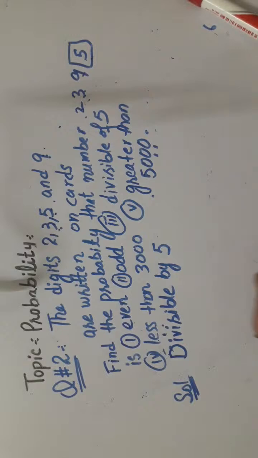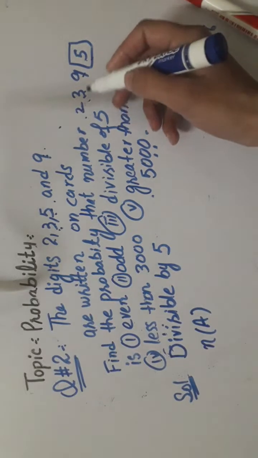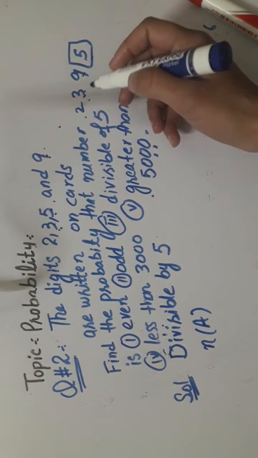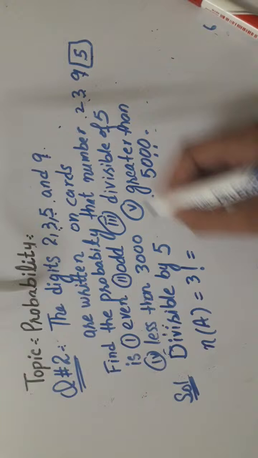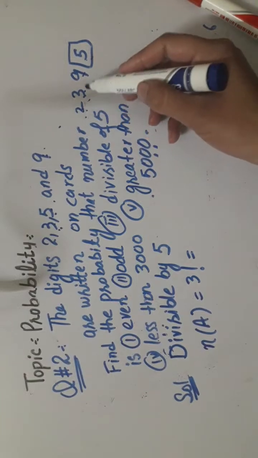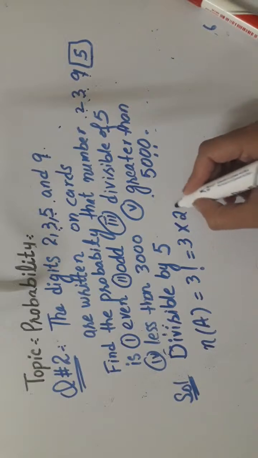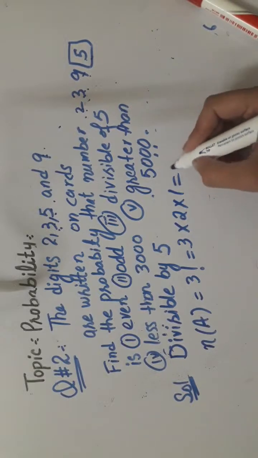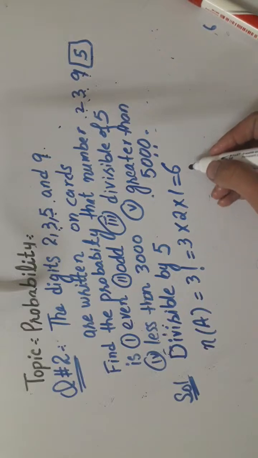So, the number of favorable outcomes: you have to change the position of these 3 numbers. So, this will be equal to 3 factorial, because you will change the position of 2, 3 and 9. So 3 factorial means 3 multiply 2 multiply 1, which is equal to 6. So the total number of elements is 6.